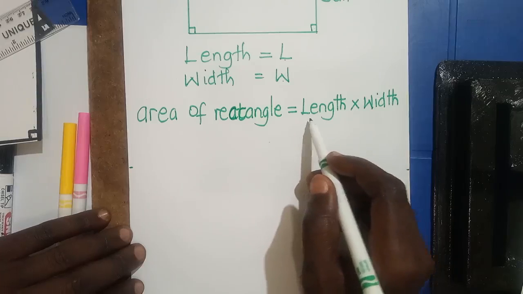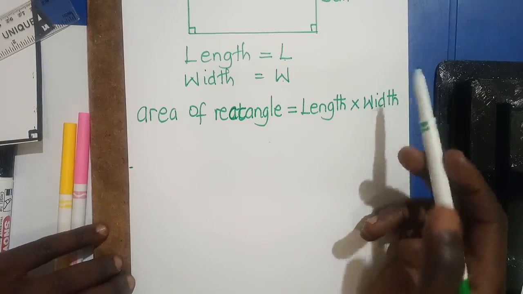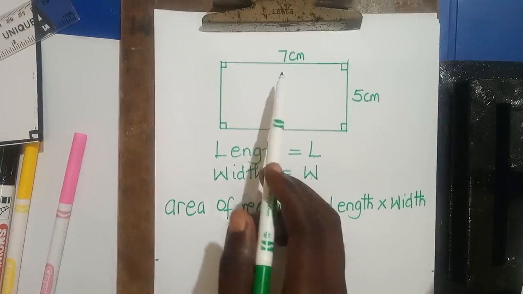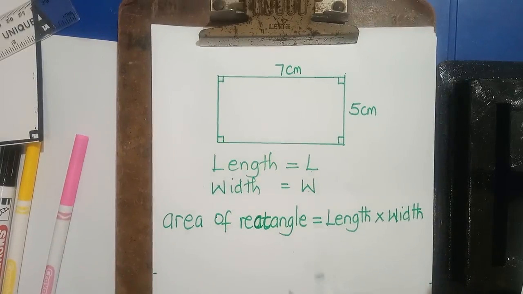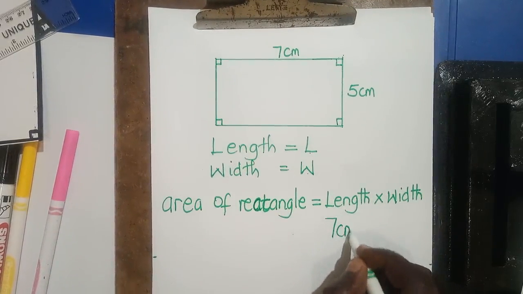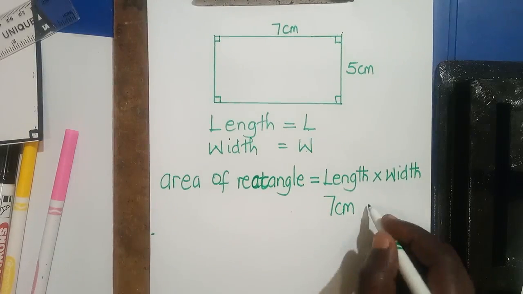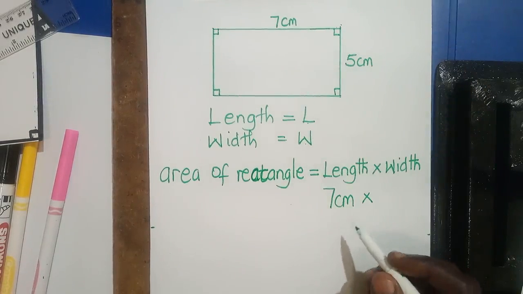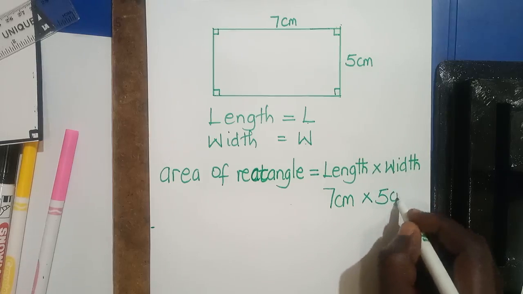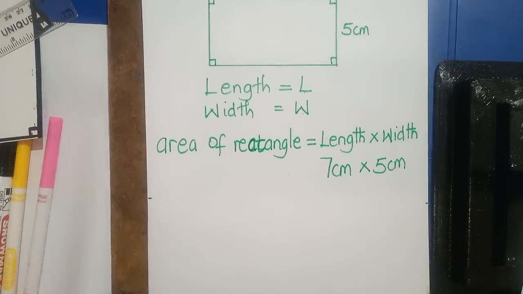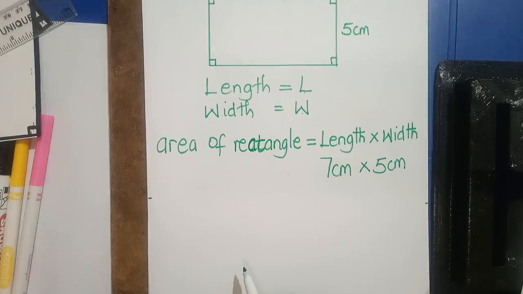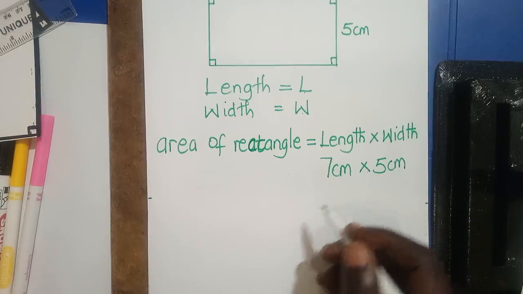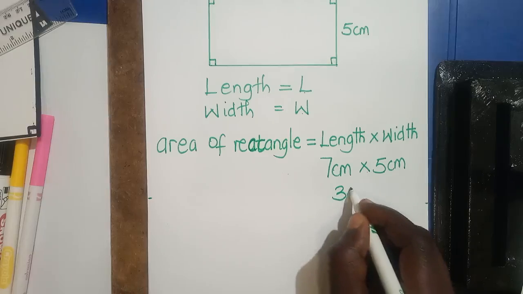Now, if you have written the formula like this, you start putting in the numbers. Where you have the length on the figure, you pick the number that we have, 7 centimeters, then you put 7 centimeters. You continue times where you have the width, you put the line which has the number 5, which you write as 5 centimeters. Now, you are supposed to multiply the numbers you have. We have 7 times 5. If you are also calculating there, I expect you to find 35.